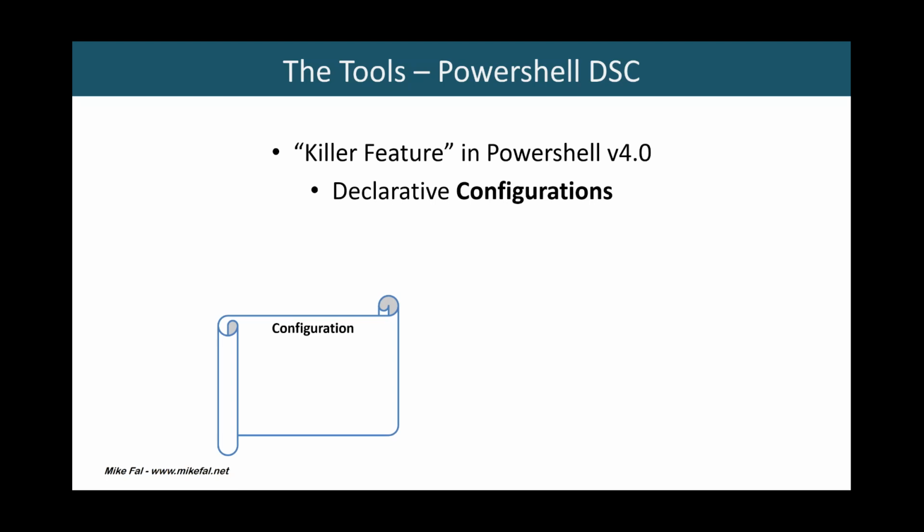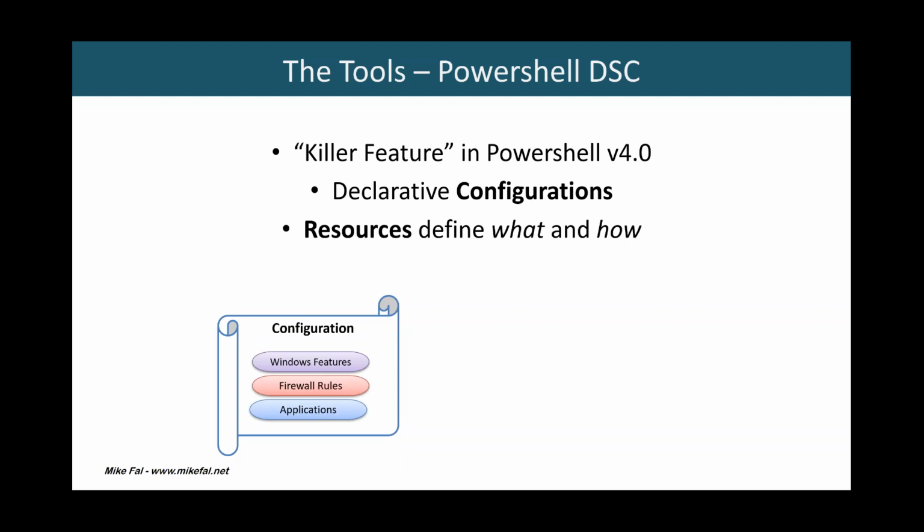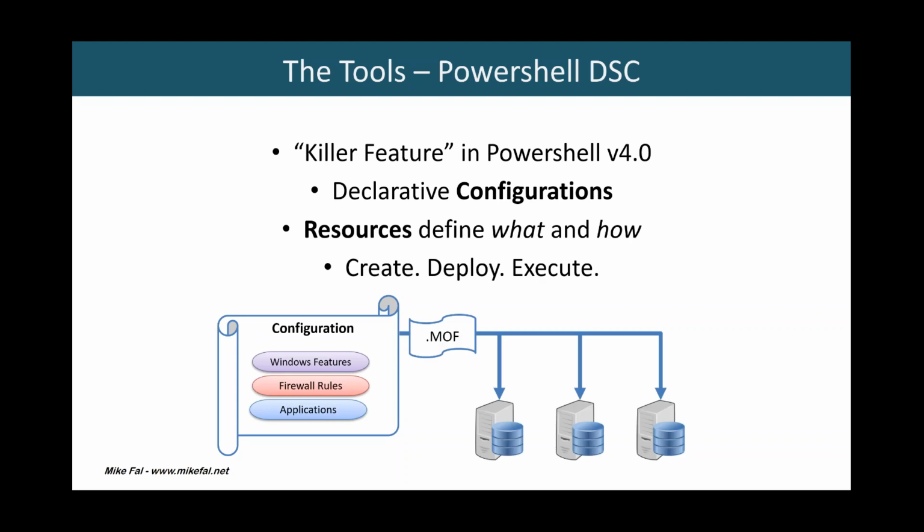But we can declare this in a particular syntax that allows us to use what are called resources and actually start to set up our servers without having to go through these complicated scripts of, okay, I'm going to add this feature and add that feature. It's a little more intuitive. The way that it works is we'll set these configurations and we'll use resources in these configurations and create what's called a .mof file or a MOF file. And this MOF file can then go out and run on any number of servers. Once that engine runs using that MOF file, it will set up the server in a consistent way.